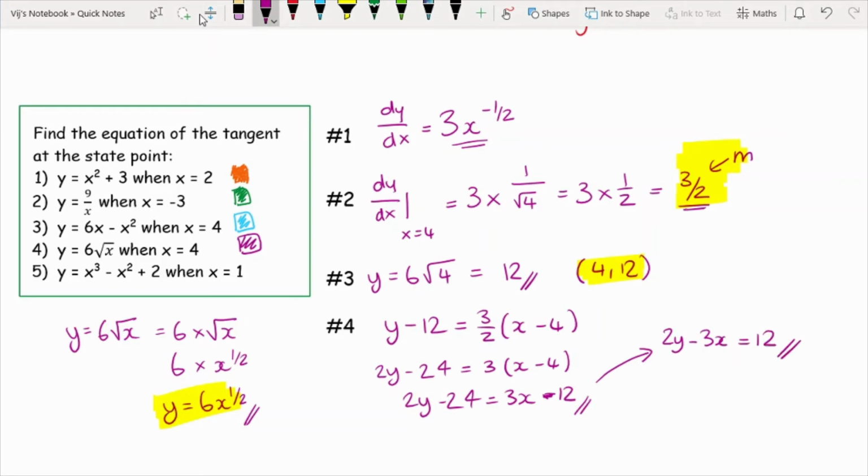Again, you can make it equal to 0. You can leave it in its normal form. You can leave it as using fractions. It's entirely up to you. But as long as this is usually the same, then you're going to be absolutely fine.